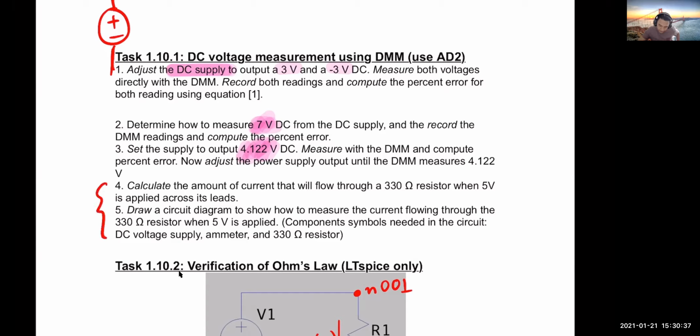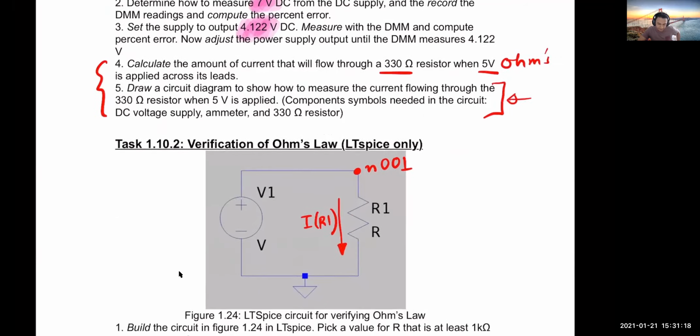In part 4 and part 5, you're applying Ohm's law, basically. You're going to apply a certain voltage across a 330 ohm resistor, and then you're going to measure the voltage and the current through it. Oh, actually, no. You're just going to draw a circuit to show how you would measure the current. So you're not actually doing any measurements of current at all. You're calculating this using Ohm's law, and this is just drawing the circuit. That's pretty easy.